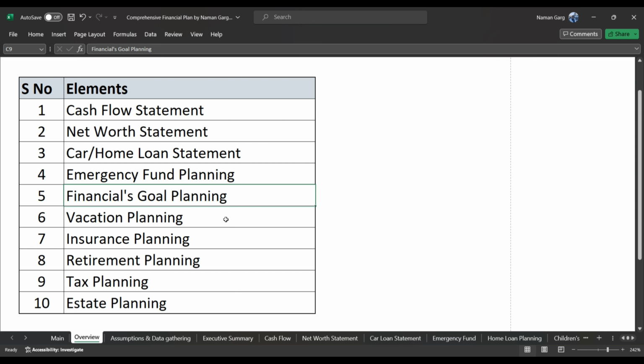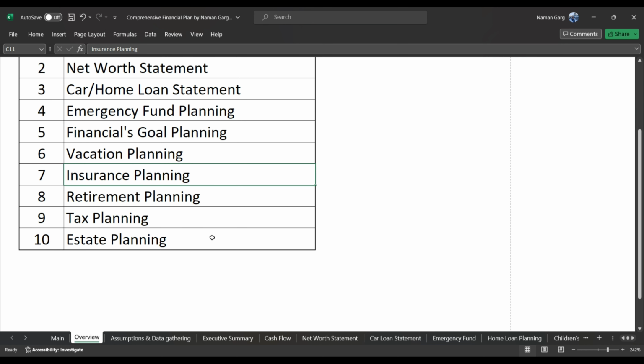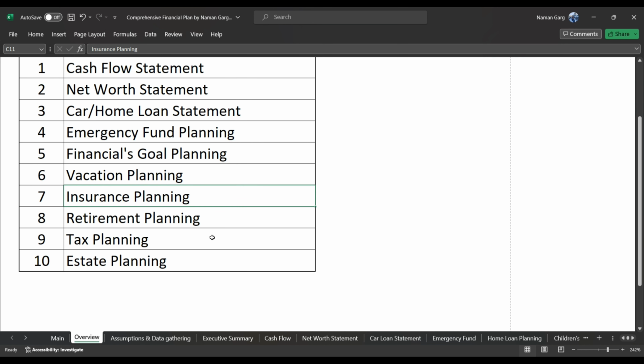Sixth, vacation planning. This element will share the plan to save for your vacations. Seventh, insurance planning. In this element, we will calculate and advise the required amount of insurance coverage to stay protected and conquer life uncertainties. Eighth, retirement planning. This element will help you understand the amount you need for your expenses during your retirement and how much you need to save starting today for a fulfilling retirement corpus.